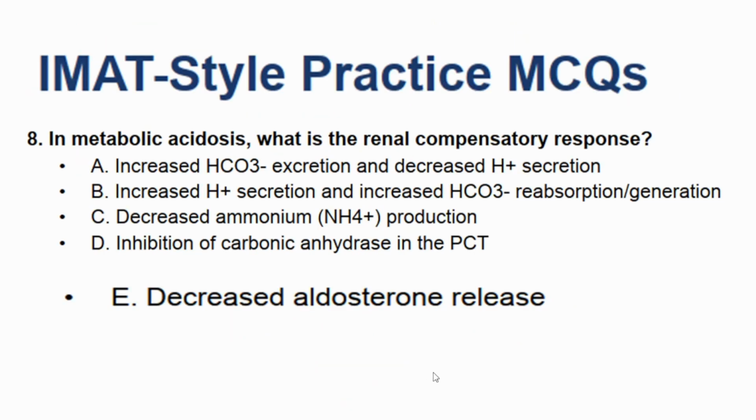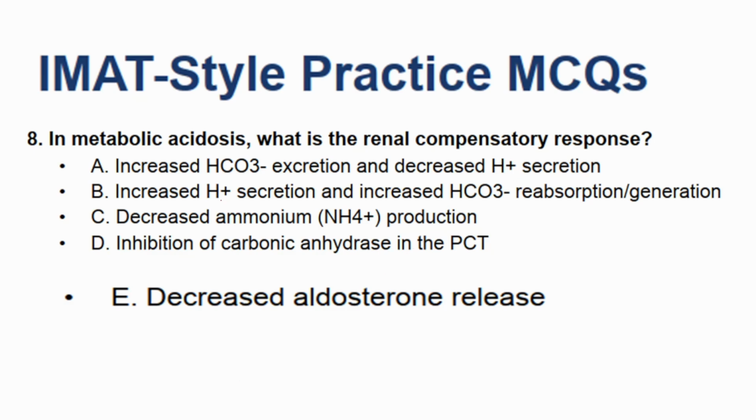When systemic metabolic acidosis threatens enzyme structures, the intercalated cells and proximal tubules must simultaneously dump protons and synthesize fresh bicarbonate to protect the extracellular pH boundary. Having said that, let's read question 8. In metabolic acidosis, what is the renal compensatory response? The options are: A, increased bicarbonate excretion and decreased proton secretion.